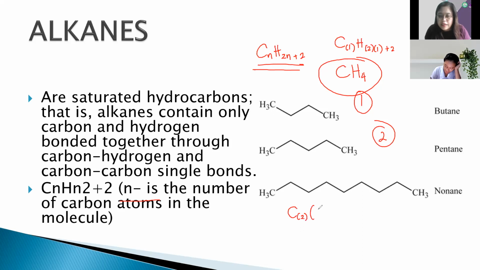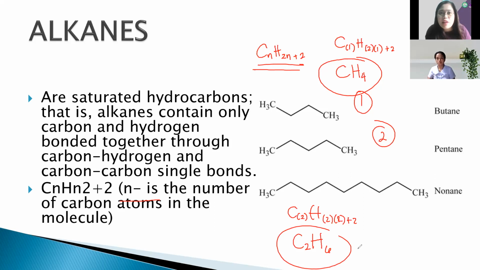N is 2, and then this is H. So, this is 2 times 1 plus 2. So, this is C2. This time, we will really write the subscript for a carbon. And for hydrogen, 2 times... sorry, what 1 should I put? This is 2. There, 2 times 2 is 4 plus 2, it's 6. So this will now be the chemical formula of a 2-carbon alkane.